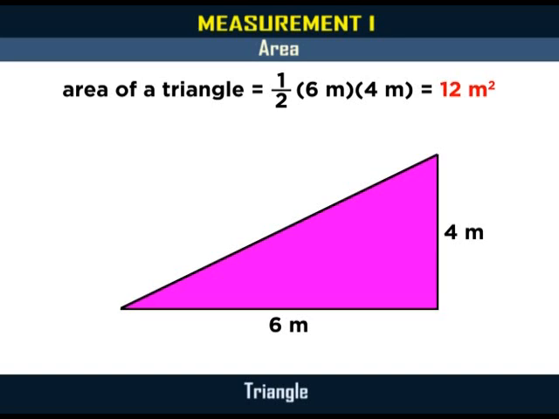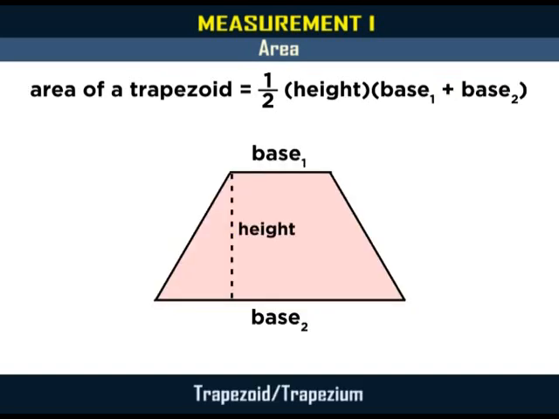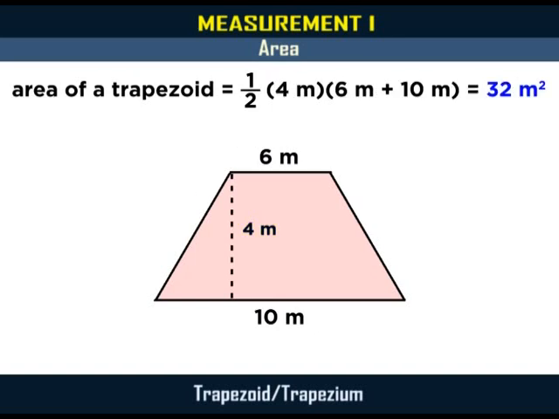Remember, the base and the height must be perpendicular to each other. This works even if the triangles are not right angled. Even though it's hard to see how this triangle is half the size of the rectangle, we can still use a half times base times height. Trapezoids are a little different. For this, we do a half times height times the sum of the 2 bases. So for this trapezoid, we shall have a half times 4 times 6 plus 10, giving us 32 square meters.